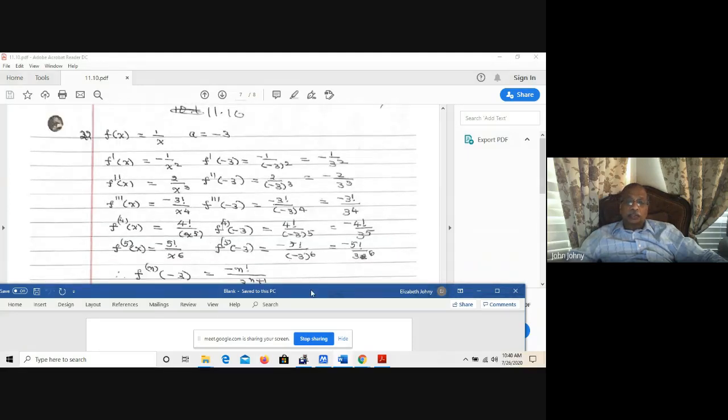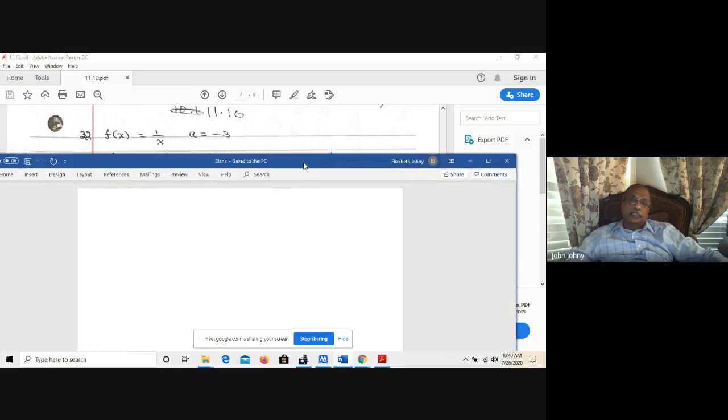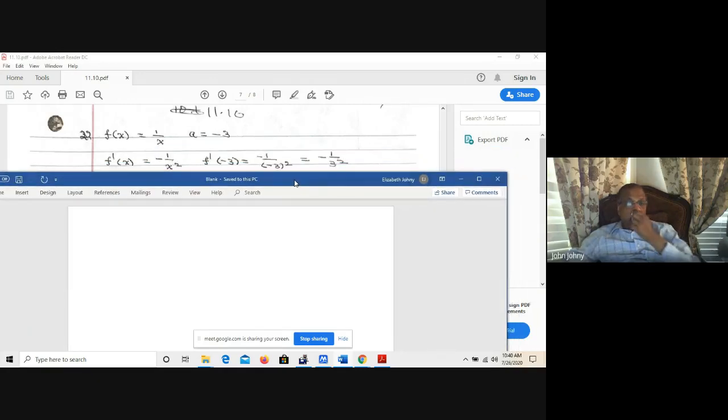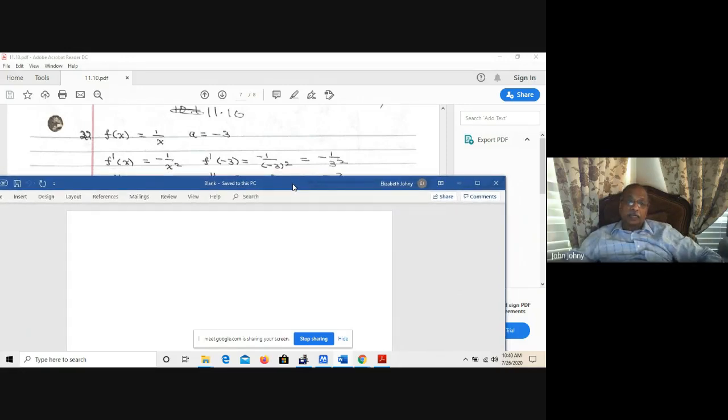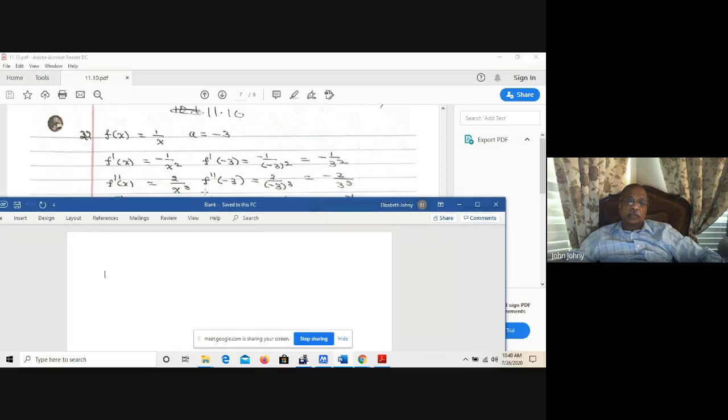Question number 22. f(x) is 1 over x, about x equal to negative 3. So you have to use the Taylor series. f prime of x is negative 1 over x squared. That is f prime of negative 3 is negative 1 over (negative 3) squared, that's negative 1 over 3 squared. f double prime of x is 2 over x cubed. So f double prime of negative 3 is 2 over (negative 3) cubed. That is negative 2 over 3 cubed.